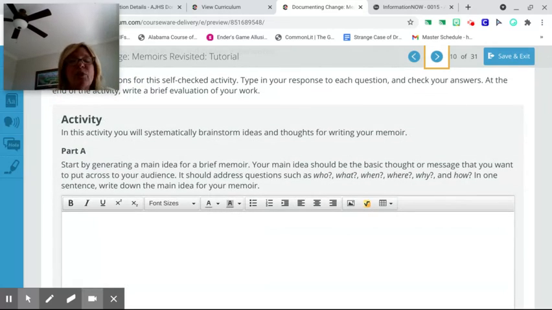So start by generating the main idea for a brief memoir. Your main idea should be the basic thought or message that you want to put across to your audience, and it should address questions like who or what or when or where, why, or how. So in one sentence, write down the main idea for your memoir. And remember, it needs to be about how your mind and body change as you grow up.